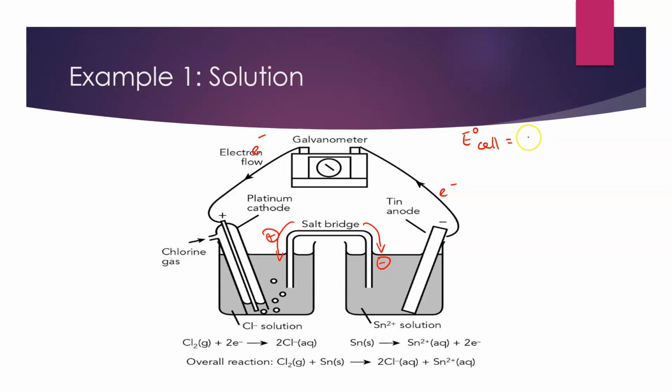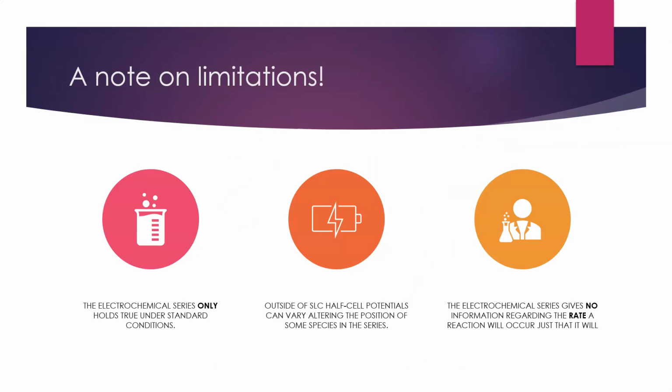So we're going to take the E0 value for chlorine, which is positive 1.36, and we're going to subtract the E0 value for tin, which is negative 0.14. So we're going to add 0.14, so that will be 30, 40, so it's going to be positive 1.5 volts would be the voltage we would expect to see from this cell. So that's how we go about using the electrochemical series to determine voltage.